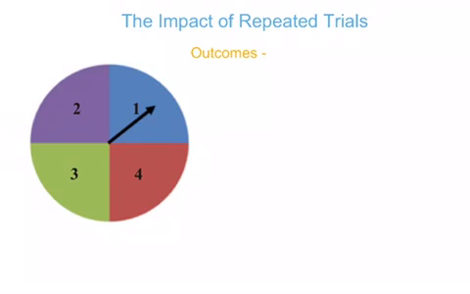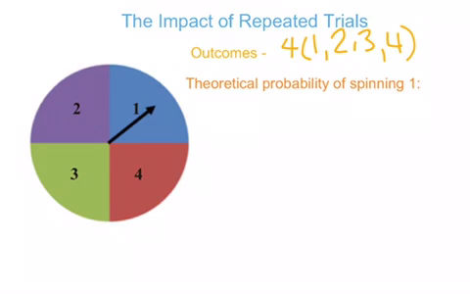Right, hopefully you can tell me that there are a total of 4 different outcomes. You can roll a 1, you can spin a 2, you could spin a 3, or you could spin a 4. So that gives us a total of 1, 2, 3, 4 possible outcomes. Now let's have a look at what the theoretical probability would be of spinning a 1.